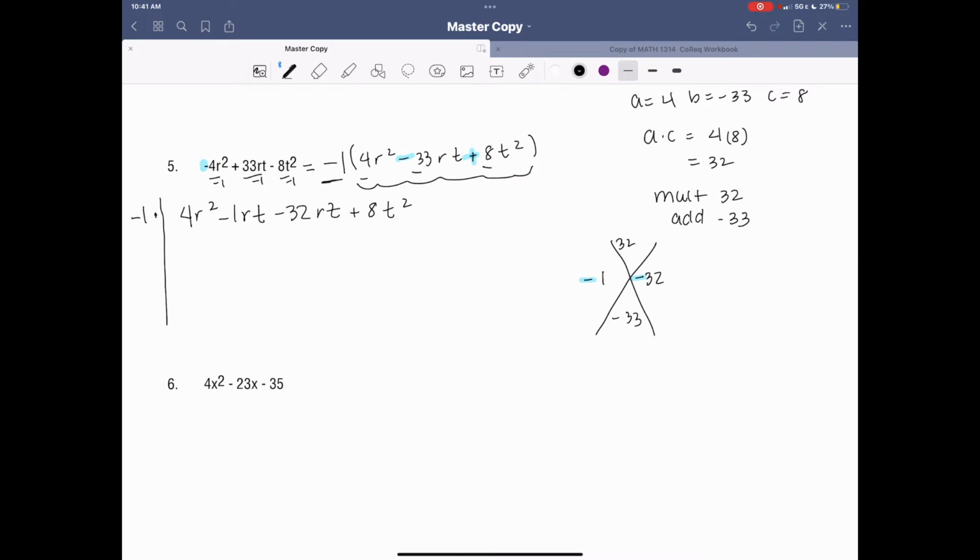So when you factor the first half, we're looking for the GCF. My GCF here is going to be r. So I'm left with 4r minus 1t. And then my second half, my GCF is going to be, my pencil's really weird, so my GCF, sorry about that, is going to be negative 8t.